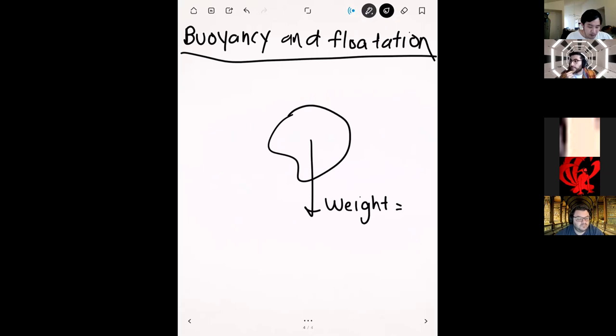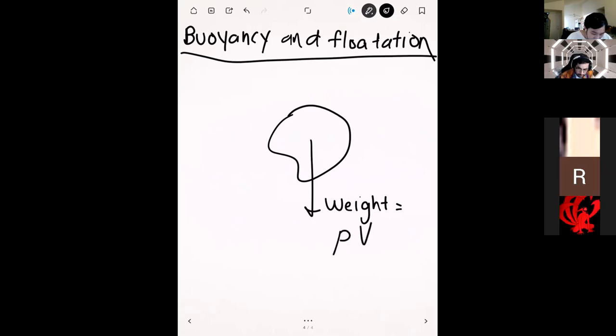And so I'm going to write the weight in a form where normally you would multiply the mass times the gravity. But because we're in fluids, we don't think of mass all that often. We think of density. So the weight of an object will be the density multiplied by V, where V is the volume of the object, multiplied by g. Basically, I took the mass of the object and expressed it in terms of density and volume.